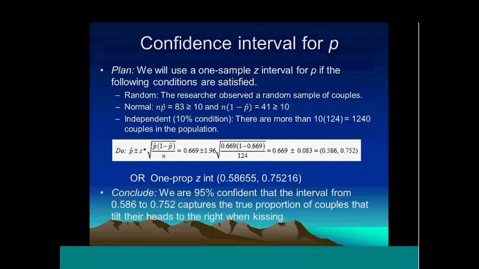And now our conclusion is where we interpret our interval in context, and we say we are 95% confident that the interval from 0.586 to 0.752 captures the true proportion of couples that tilt their heads to the right when kissing. So that's what we're looking for on the AP exam. We want parameter defined, name of the test or interval with conditions checked, the result of the calculation, and the interpretation of the interval.